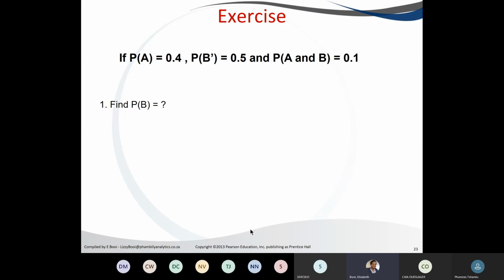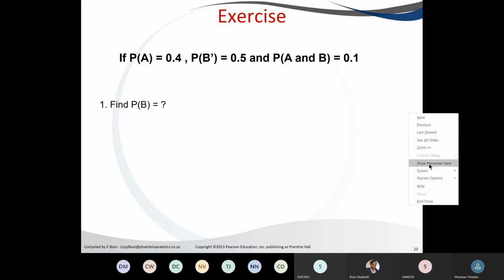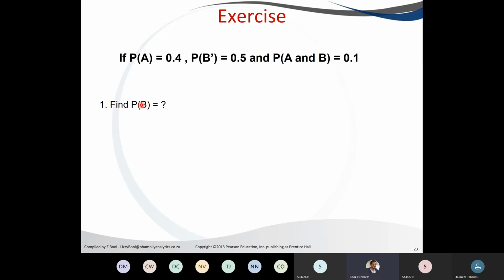So in here, I just want you to give me the answer. Find the probability of B. You can say it out loud. You don't have to type it on the chat because it's the easiest one. How do we find the probability of B? Courtney says it's 0.5, but I wanted someone to tell me how to find it, but it's fine. The probability of B is 1 minus the probability of B complement. Thank you. Yes. Good. So the probability of B is 1 minus the probability of B complement, which is equal to 1 minus 0.5, which is equal to 0.5.